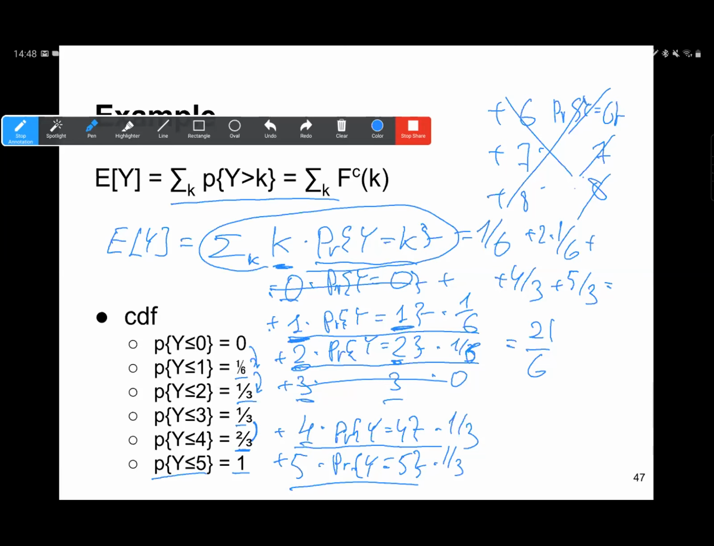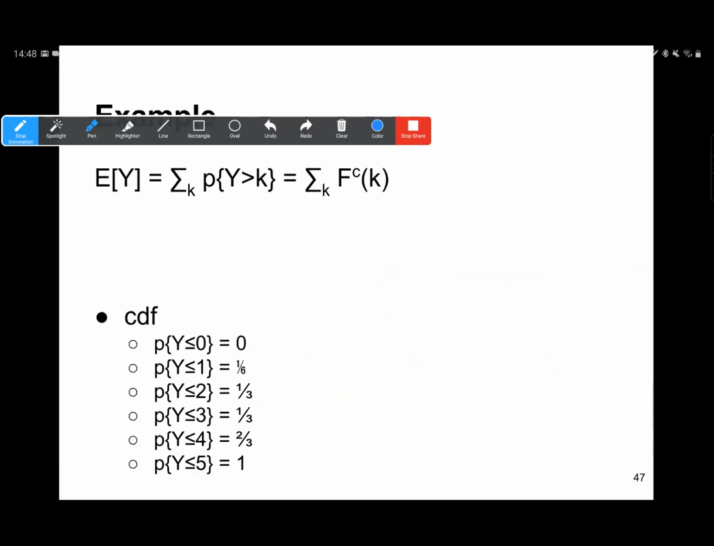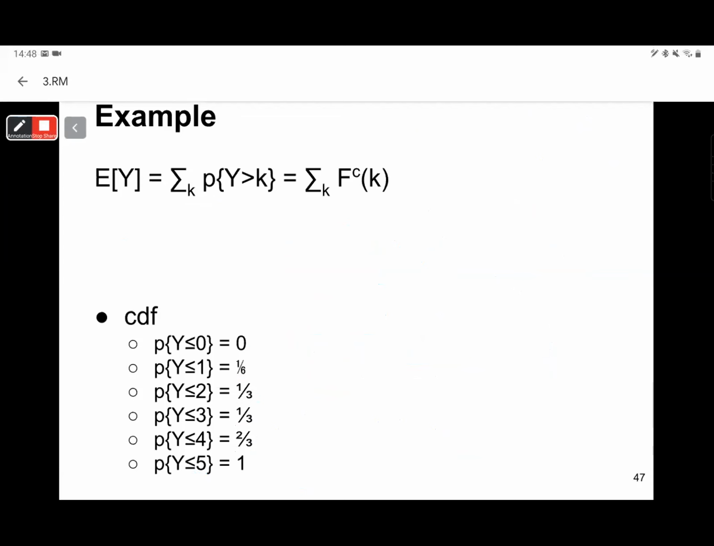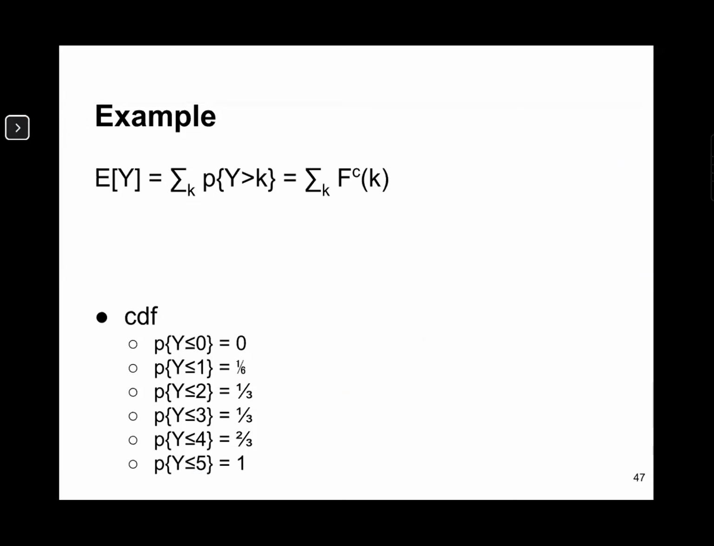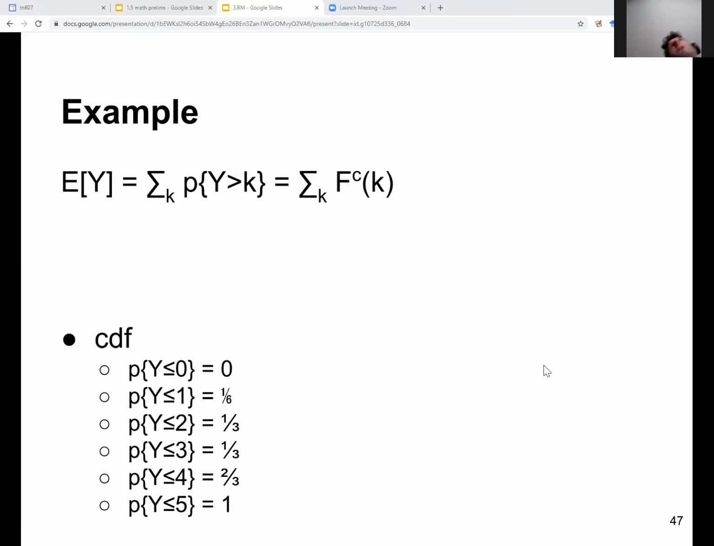Okay, so that was just a quick example. And let's continue with the lecture. I'm again switching to sharing my screen on the computer. We're getting more and more proficient with this. So here it is.